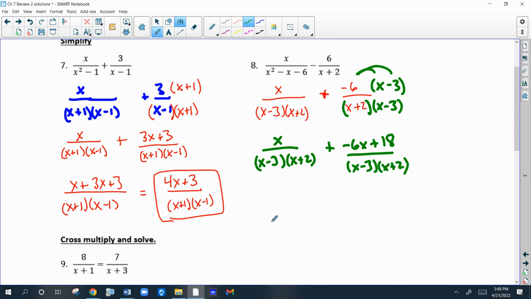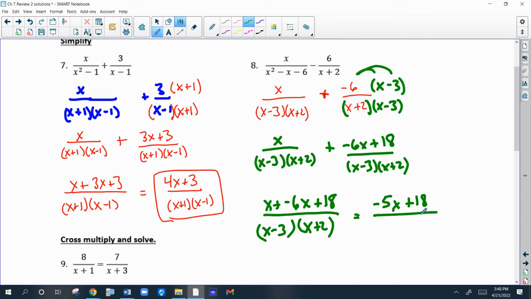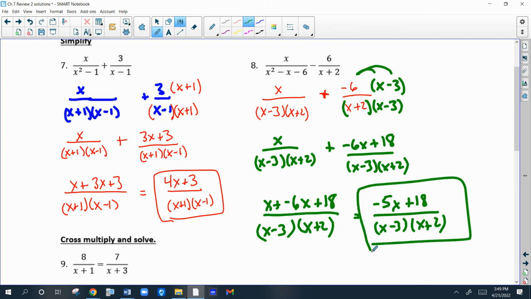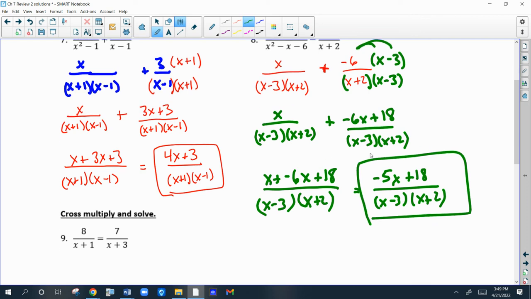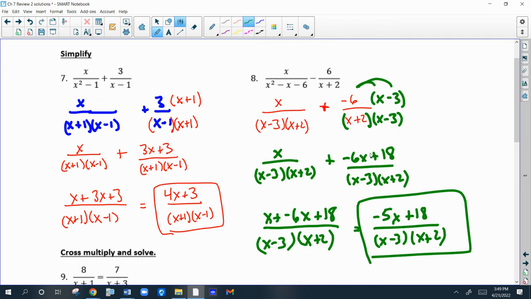So now I'm going to add the tops over the single common denominator of x minus 3, x plus 2. It'd be x plus a -6x plus 18. Add all like terms. That would be -5x plus 18 over the common denominator. And we are done. So that's the end of simplifying.